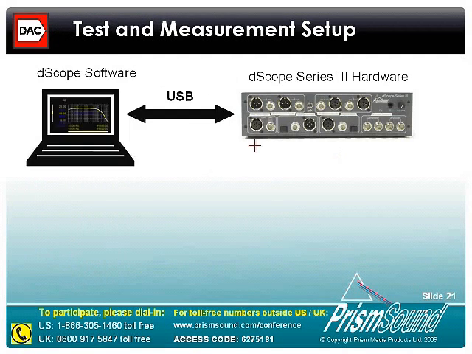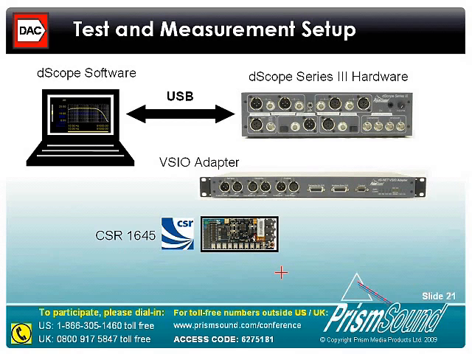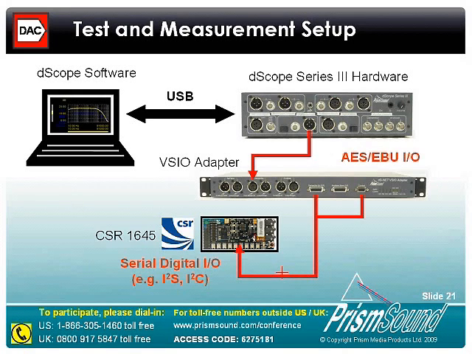So to explain my test system here, I have my D-Scope hardware and software running once again. I have a single 1645 board this time, and what I'm going to do is introduce a second member of the D-Scope test instrument family, and this is a peripheral device that is supplied separately to the D-Scope hardware if you need it. Now, this is what we call our VSIO adapter, and it's an interface converter that exchanges data between the D-Scope's native AES EBU digital audio format and serial digital audio formats such as I2S and other serial data formats that are used at board level.